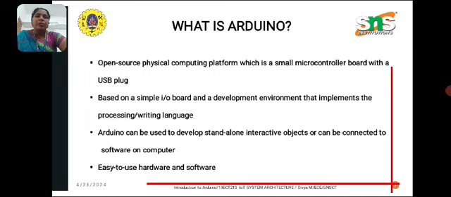What is Arduino? Arduino is an open source physical computing platform, which is a small microcontroller board with a USB plug, based on a simple I/O board and a development environment that implements the Processing writing language. Arduino can be used to develop standalone interactive objects and it can be connected to software or a computer. It is easy to use for both hardware and software.